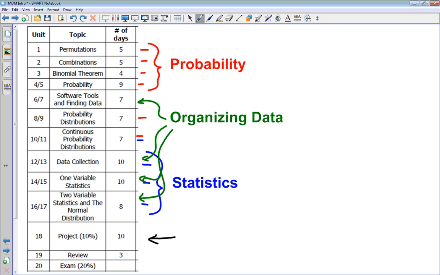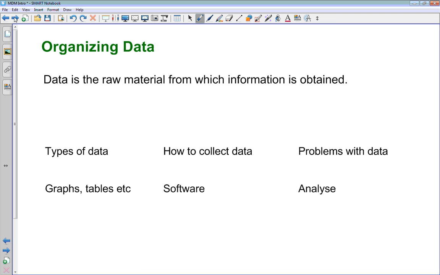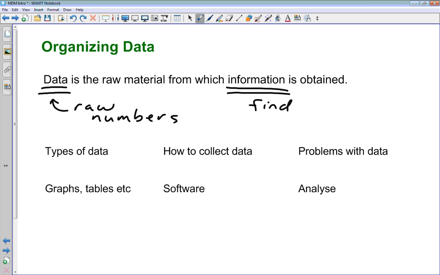So what are these three big ideas really all about? Well, let's start with organizing data. What do we mean when we say data? Data is the raw material from which information is obtained. So we can collect a bunch of data, and we want to do something to it in order to get information. Data is like the raw numbers, and the information is the stuff that we want to actually be able to find.